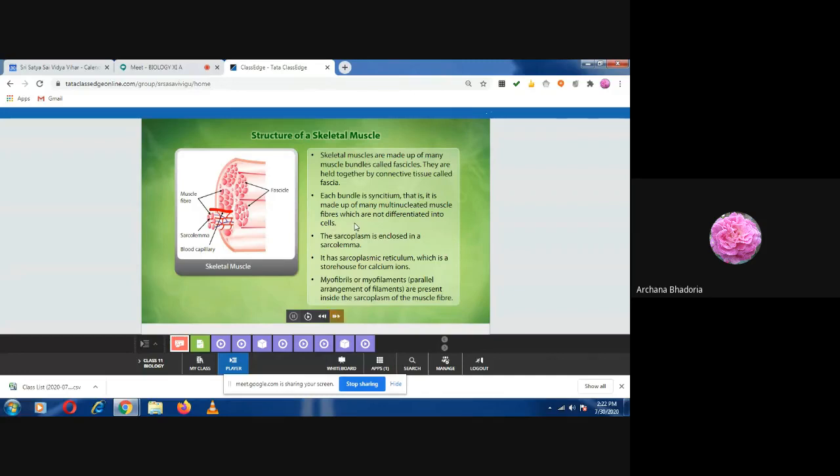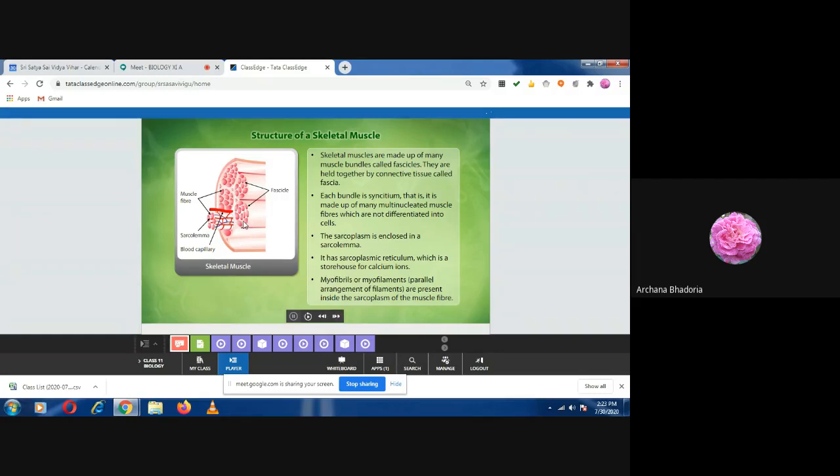You all know skeletal muscles are multinucleated, isn't it? So they have multinucleated muscle fibers. In every bundle, see how many there are, lots of them are visible. These dark circles or oval shaped structures are muscle fibers. So muscle fibers make what? A fascicle. Many fascicles joined together make what? A muscle. Okay, so remember that, and they are not differentiated into cells.